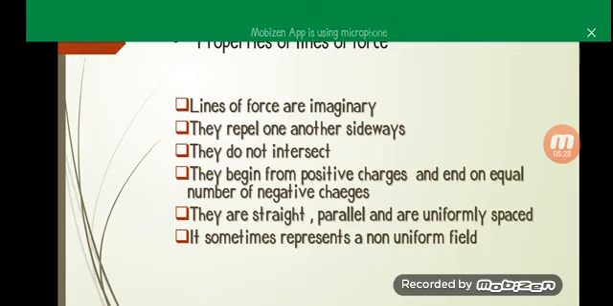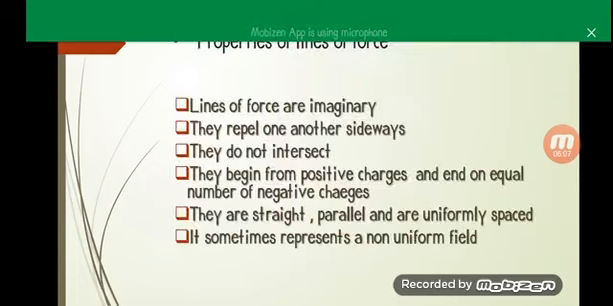They said they repel one another sideways. I will explain that. Now they do not intersect. They are kind of parallel lines, and parallel lines are lines that never meet. Now they begin from positive charge and end on an equal number of negative charges. I said they are straight, parallel, and uniformly spaced. Now they say they sometimes represent a non-uniform field.